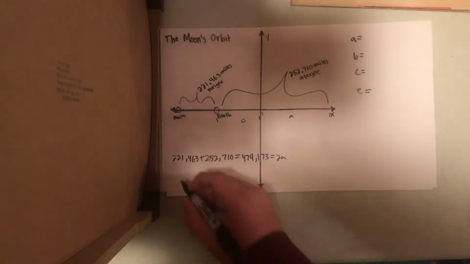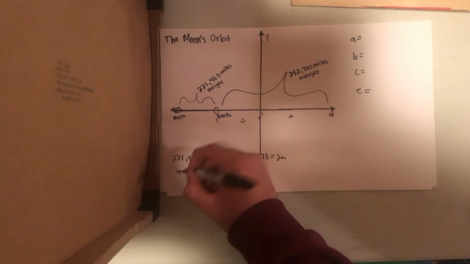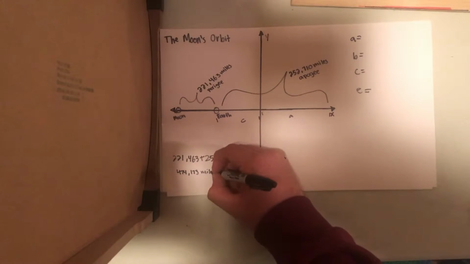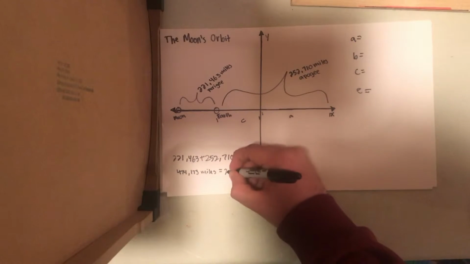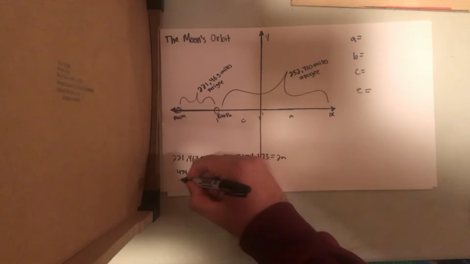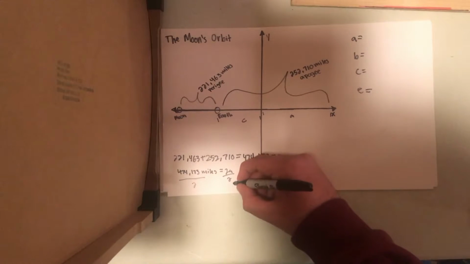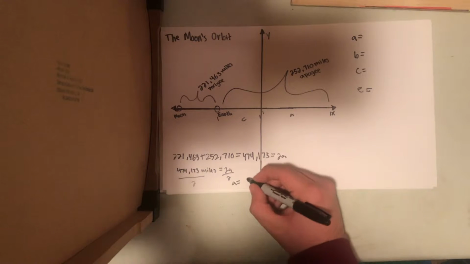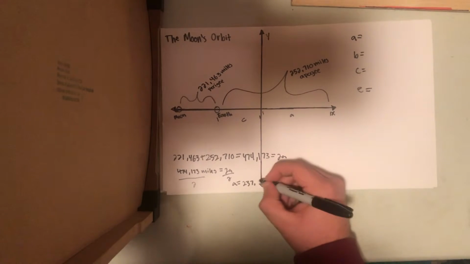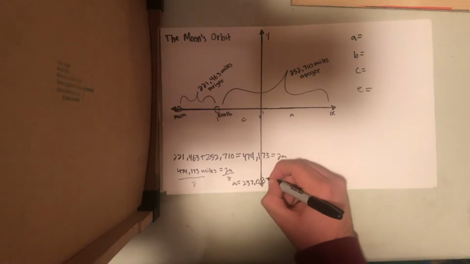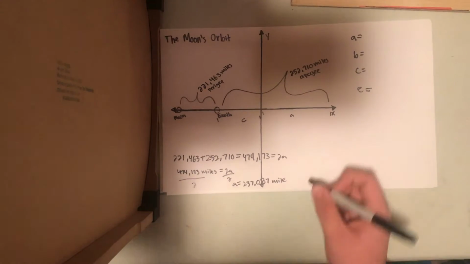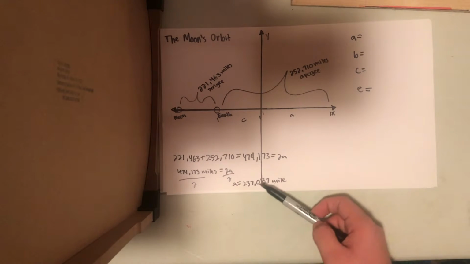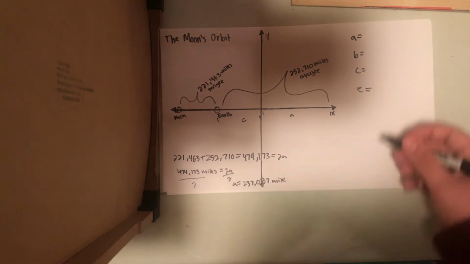By dividing this length, 474,173 miles, by 2, you'll find that A equals 237,087 miles. So the value of A, this distance, will equal 237,087 miles. So you could label that.